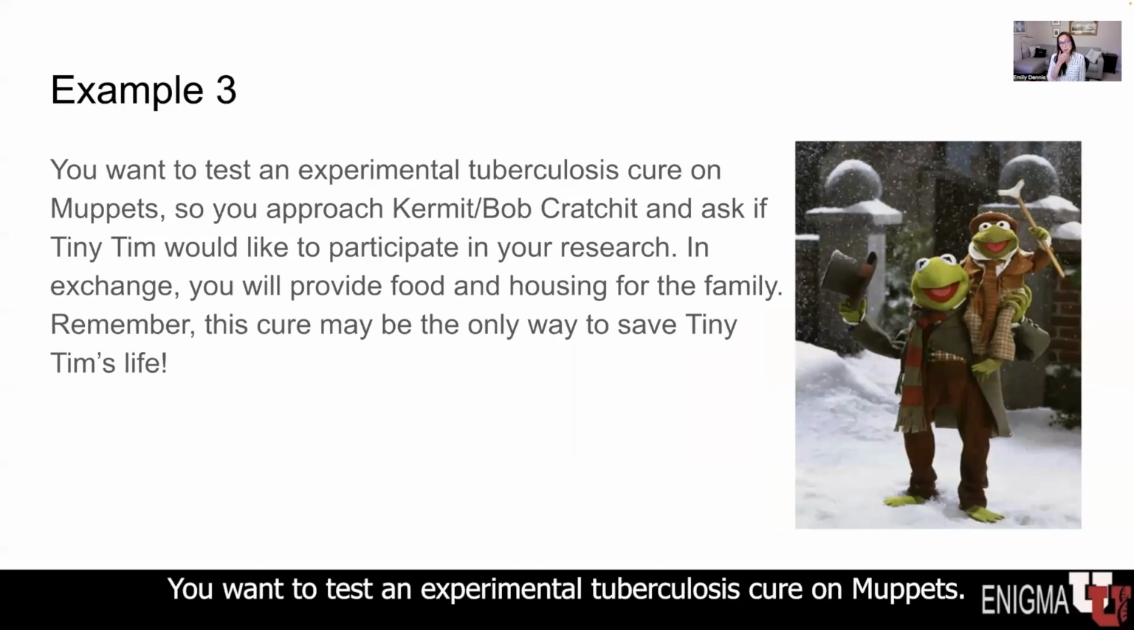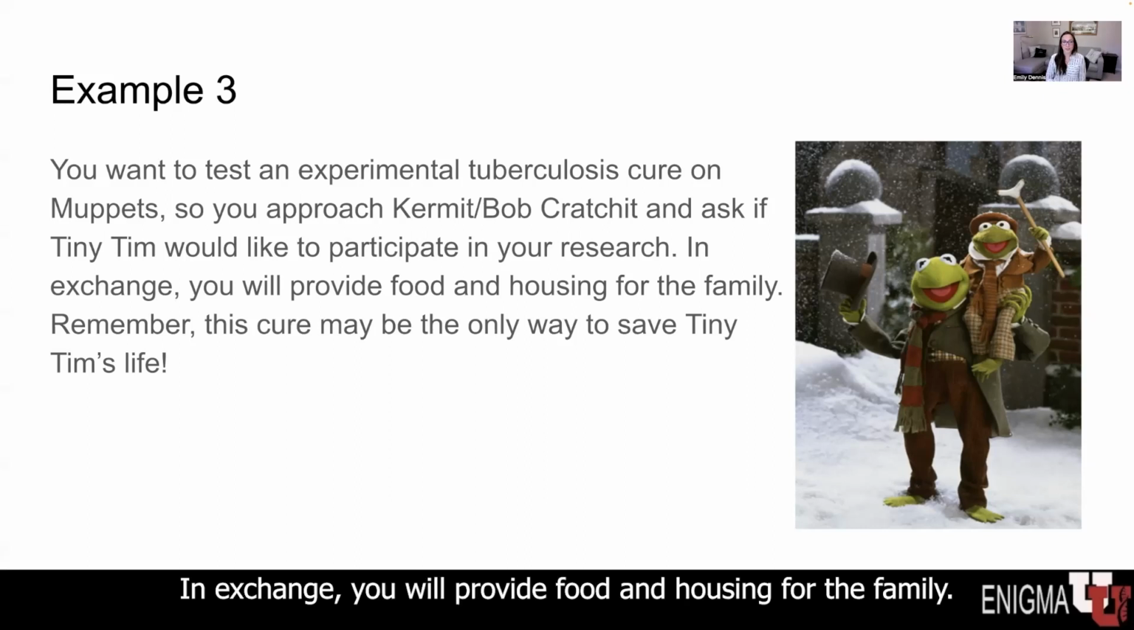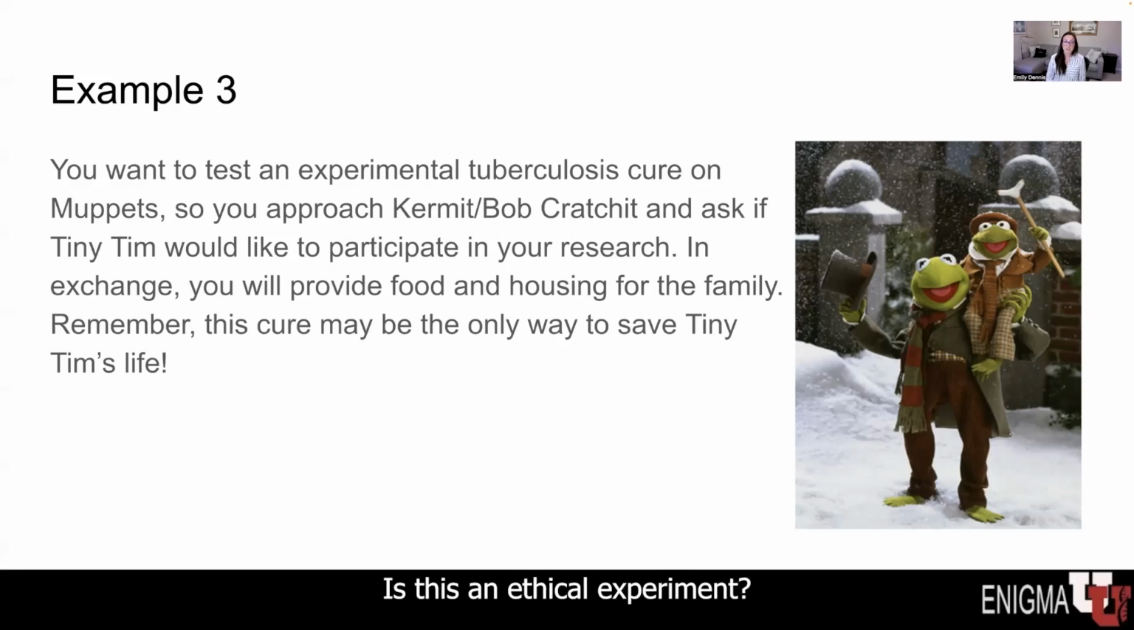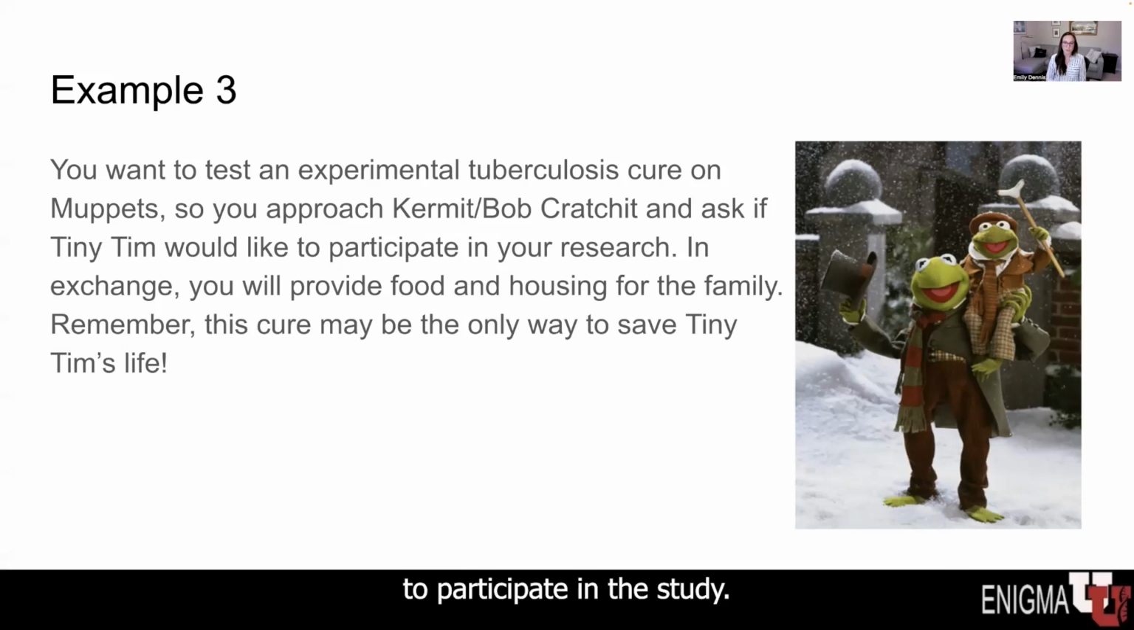Example 3, you want to test an experimental tuberculosis cure on Muppets. So you approach Kermit and Bob Cratchit, Kermit/Bob Cratchit, and ask if Tiny Tim would like to participate in research. In exchange, you will provide food and housing for the family. Is this an ethical experiment? No. This is an example of undue influence. By providing food and housing for the family, you're not really giving them the choice of whether or not they want to participate in the study.